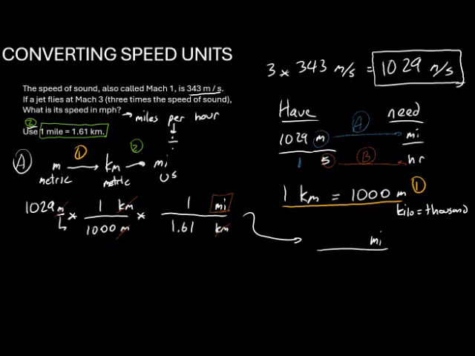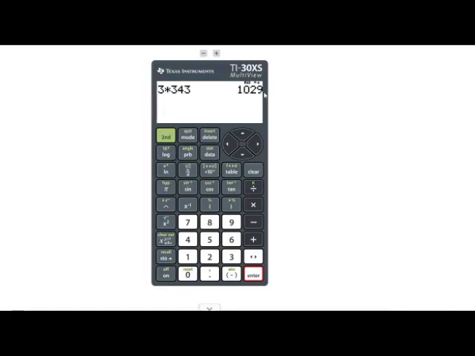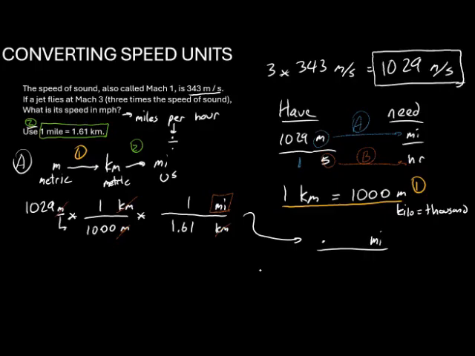I will now take 1,029, divide by 1,000, divide by 1.61. We'll be skipping over the times ones. With 1,029 in my calculator, I will divide by 1,000 and press enter, but then right after that, I'll divide by 1.61. This gives me 0.639. As we know, miles will be our unit for part A.